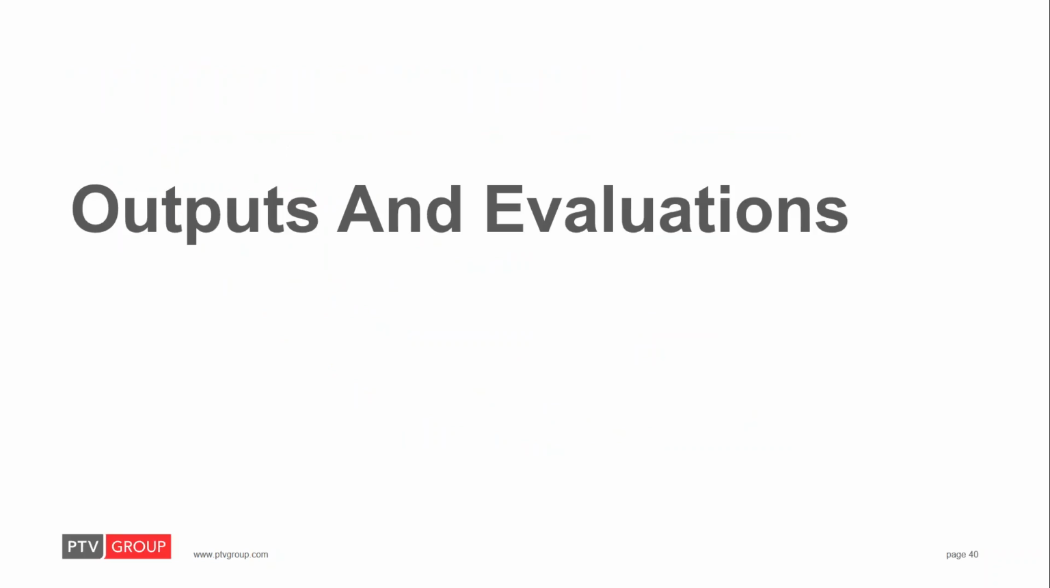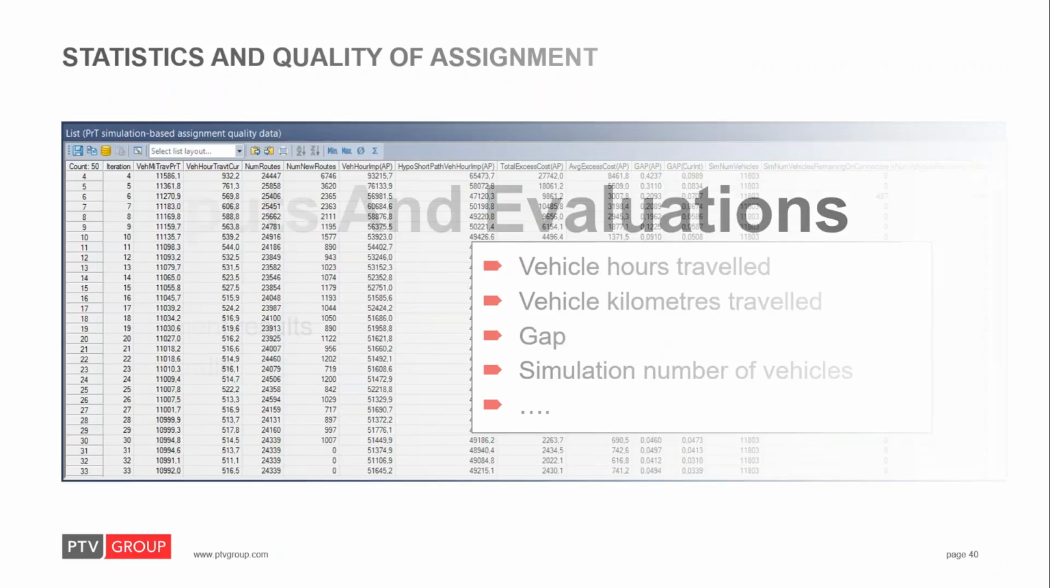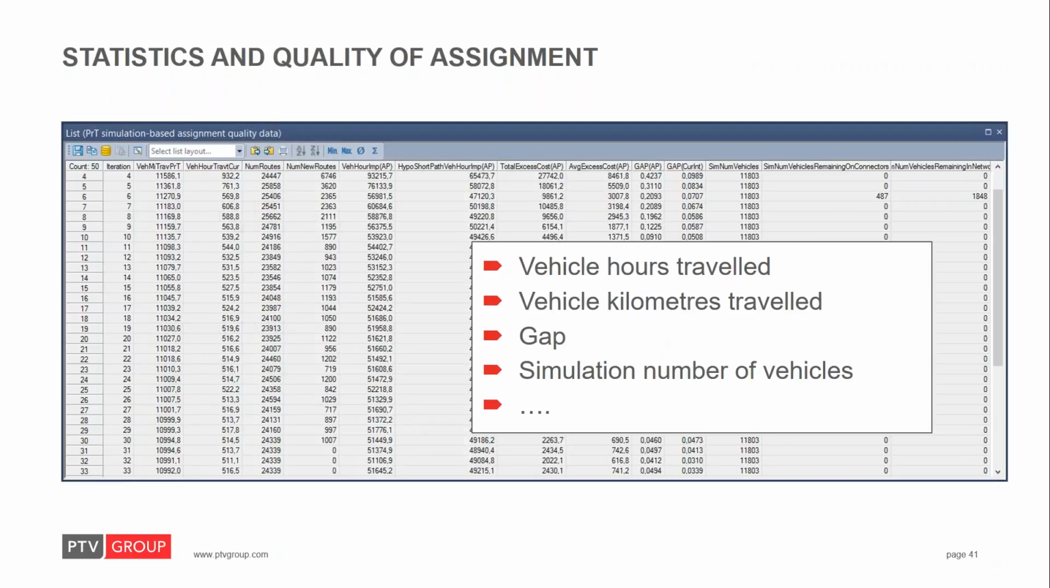In the last part we move on to outputs and evaluations. So first of all, SBA comes with a list for the assignment statistics and quality data. As for other assignment methods, you can find information about convergence as well as overall statistics, like the total kilometers traveled or the total time spent in the network. Most attributes are also available for time intervals, which allow you a closer look at what happens during the course of the assignment.